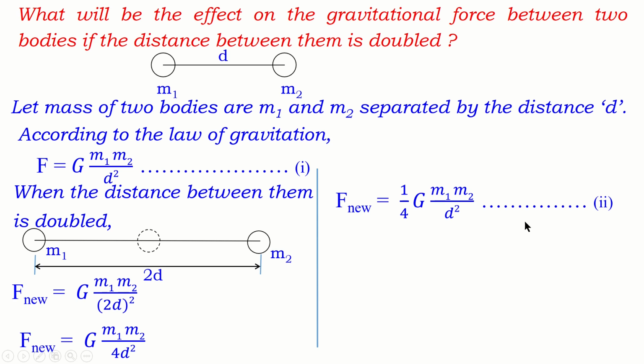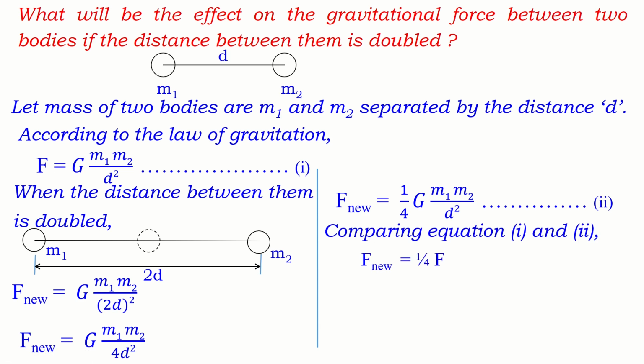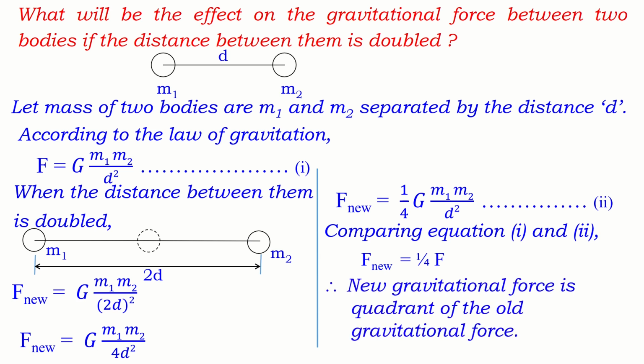If we compare the first and second, in place of G m1 m2 by d square we can write F. That's why, comparing equations 1 and 2, we can say F new equals 1 by 4 F. It means the gravitational force is now decreased by 4 times. The new gravitational force is one-quarter of the old gravitational force. When distance increases, gravitational force decreases.